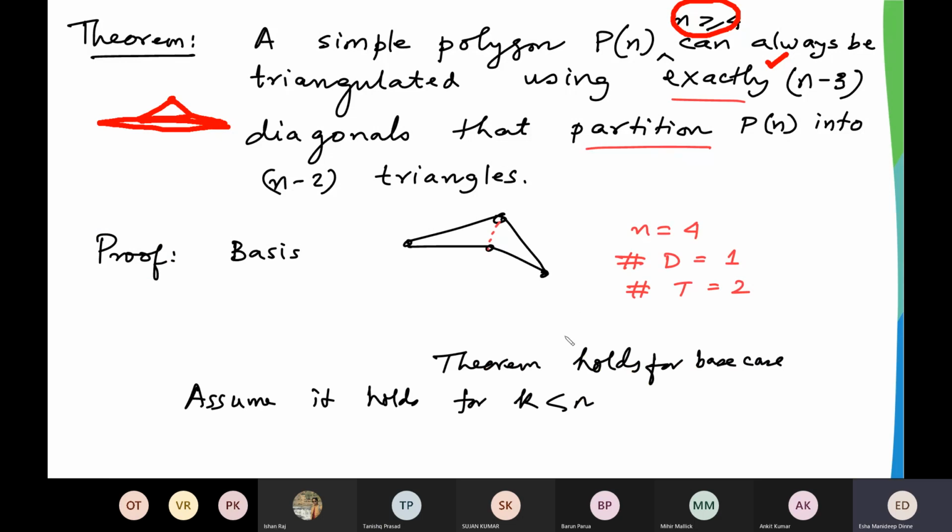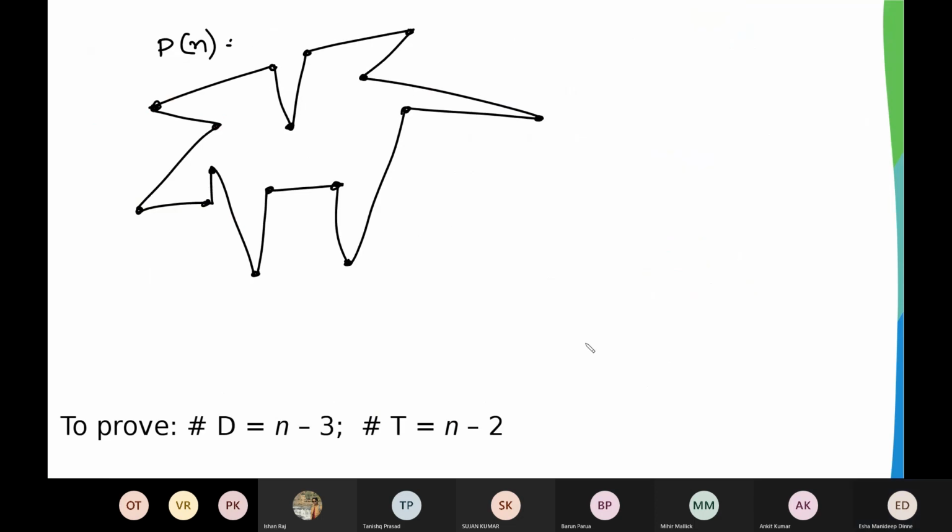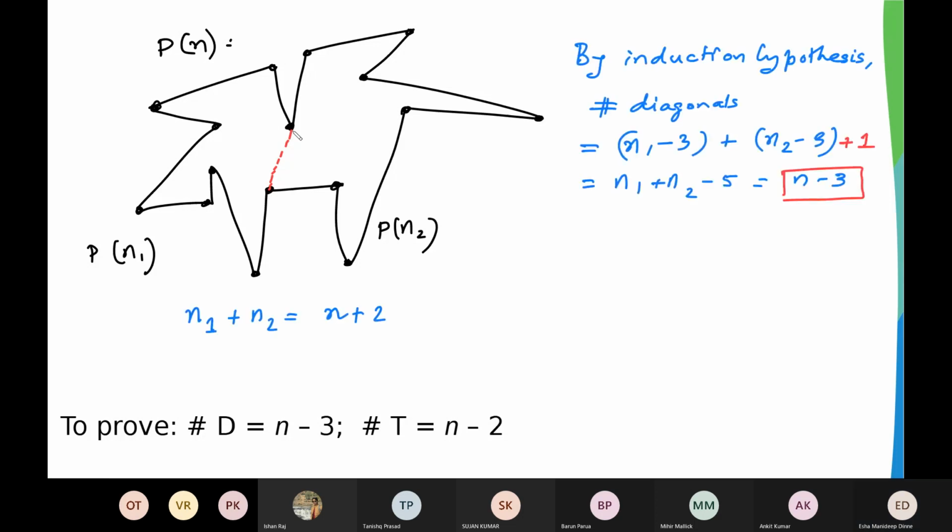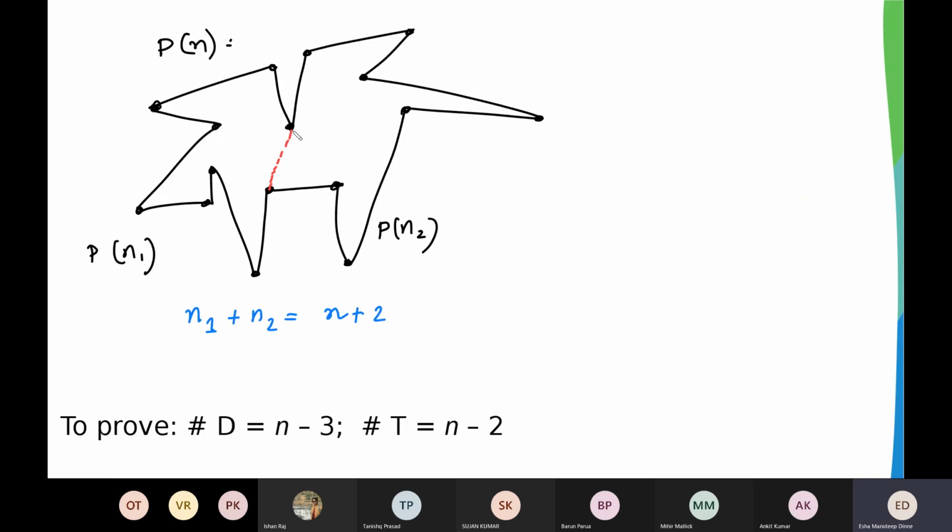What you said should work. Another thing, you guys actually went in the right direction. You said divide. You basically had something like divide and conquer: you divide the polygon into parts and conquer. Another way is induction. Assume it holds for some k less than n. What you guys said is correct. It is basically induction and divide and conquer.